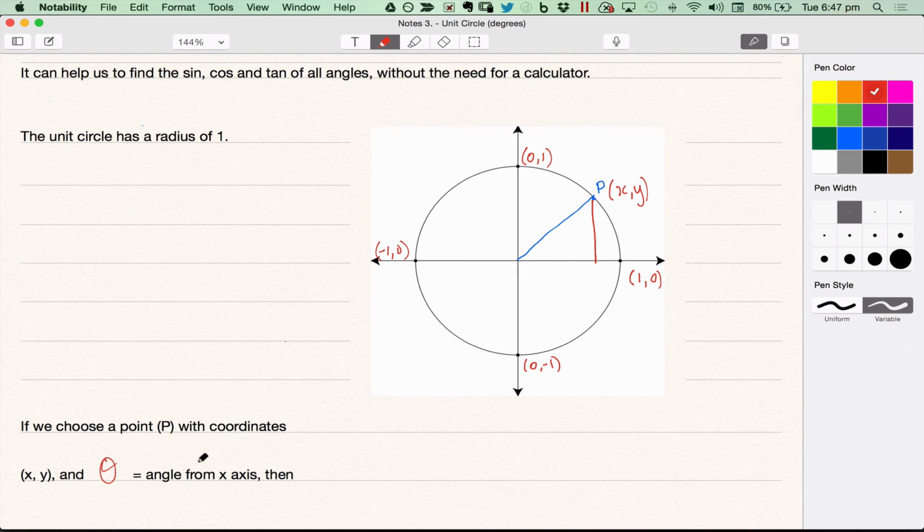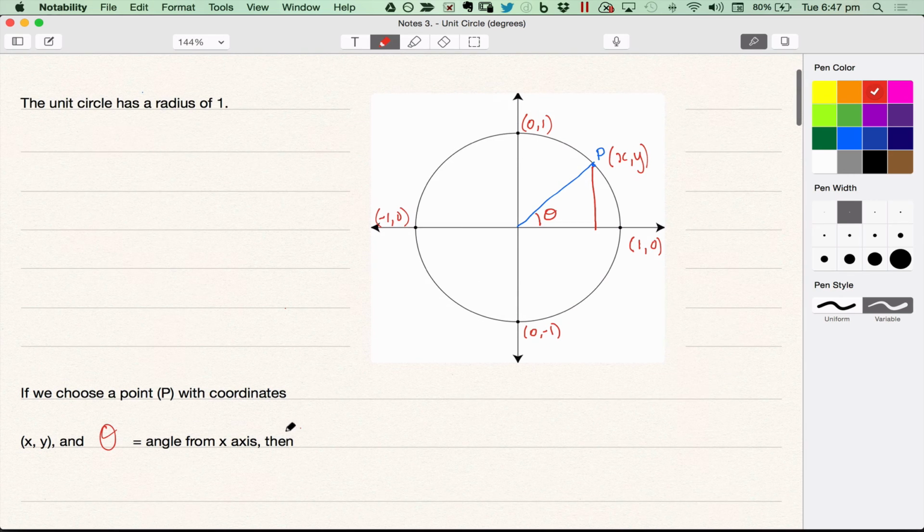And theta is the angle from the x-axis. This should be from the positive x-axis. Forgot to include that. So there's your theta. Here's your point P. P could be anywhere on the circle, but I've put it here for the demonstration.